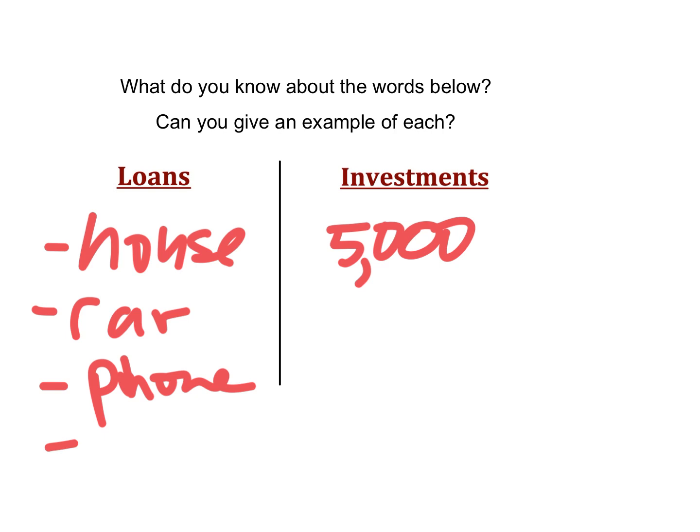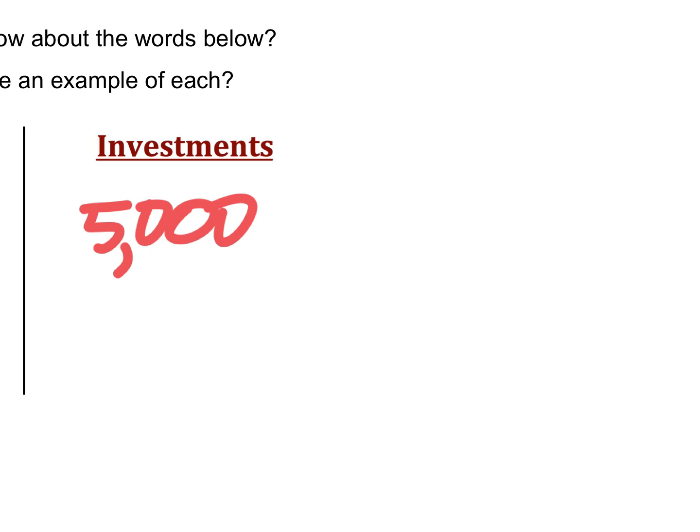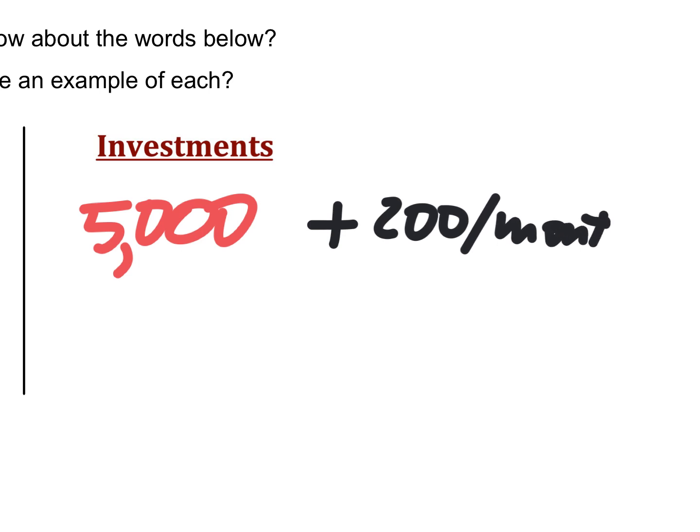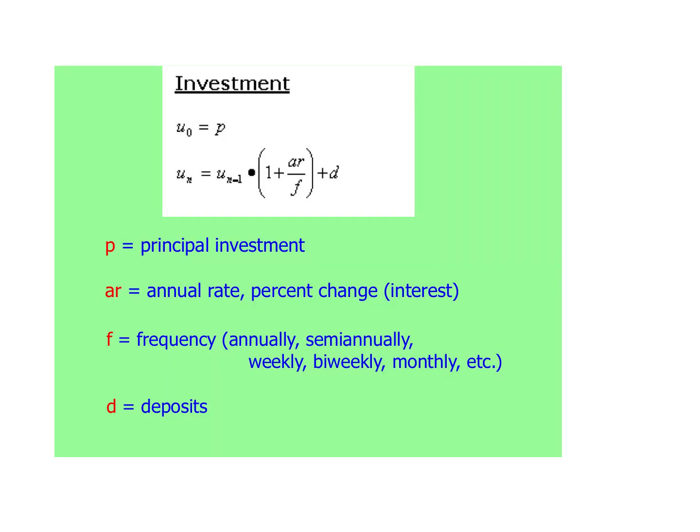So investments could be just a lump sum, or it could be monthly, or maybe you do both. Maybe grandpa gives you $5,000, and then you also add $200 a month because you're saving for college. That's a typical investment scenario. You start with some money, then you add a monthly amount to it. Okay, good enough. Move on to this.